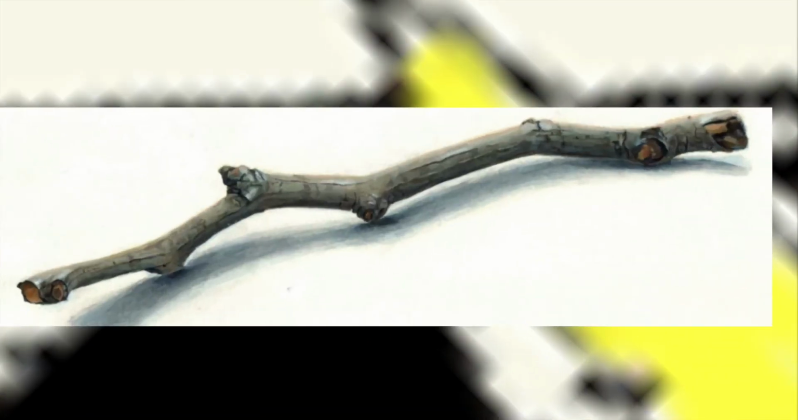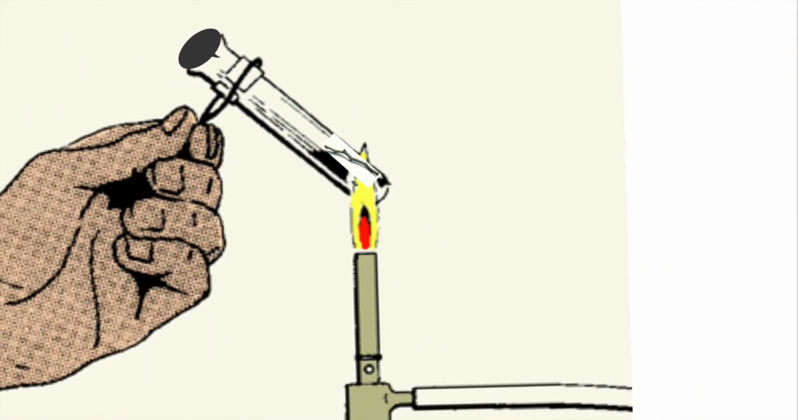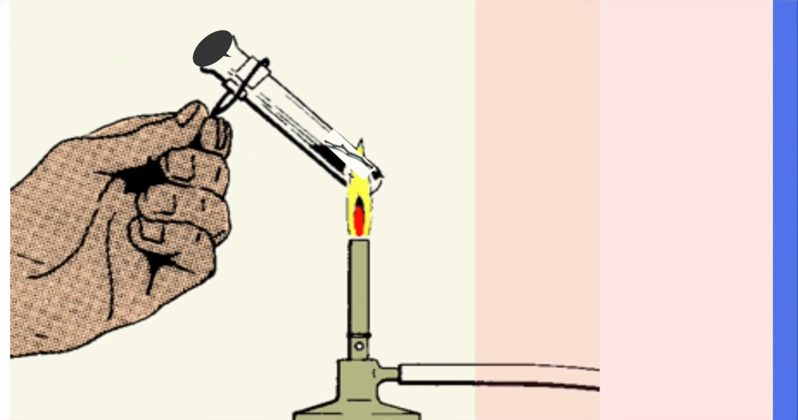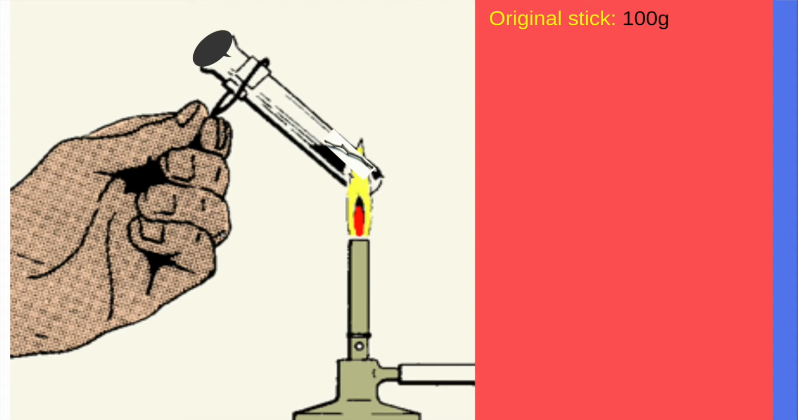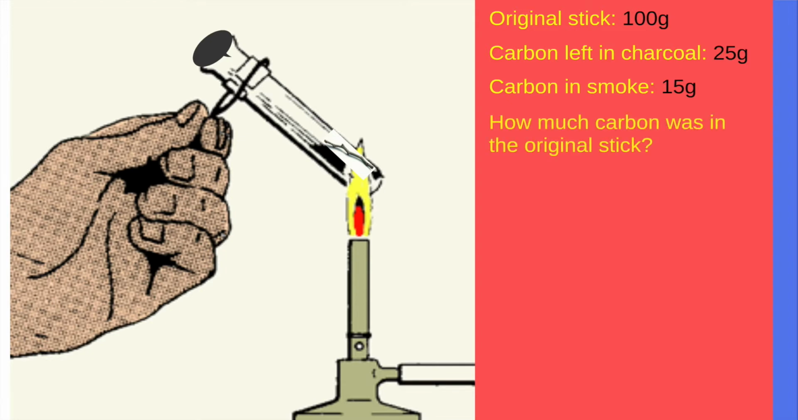Here's a piece of wood that we are going to heat in the absence of oxygen. We weigh the original mass, and it's 100 grams. Then we run the experiment and measure the elements that are remaining. Through careful measurement, you would find that the carbon left in the charcoal and the creosote adds up to about 25 grams. And the carbon left in smoke is about 15 grams. So, how much carbon was in the original stick? Well, it's the same that was left at the end, so it's a total of 40 grams.